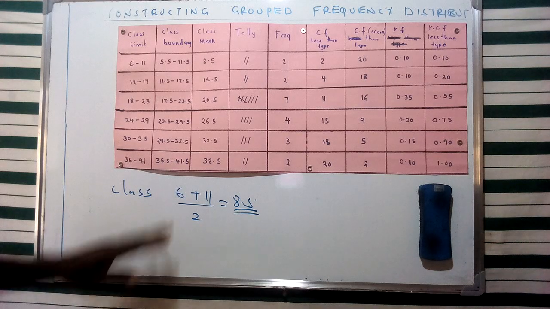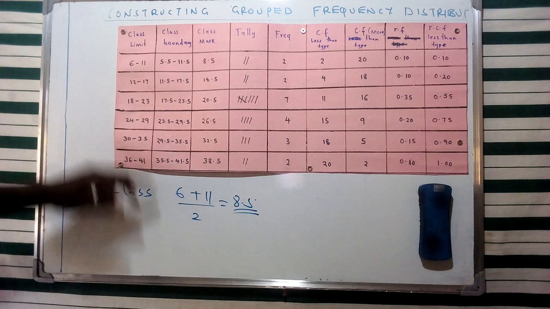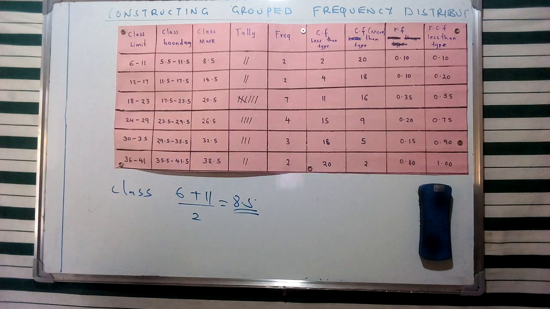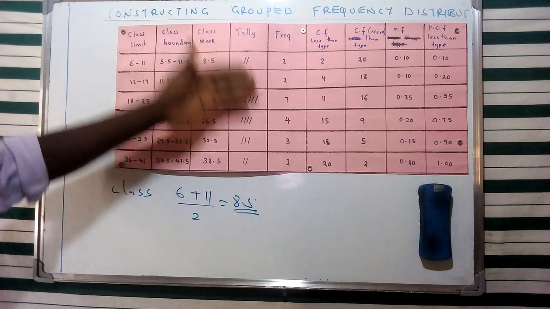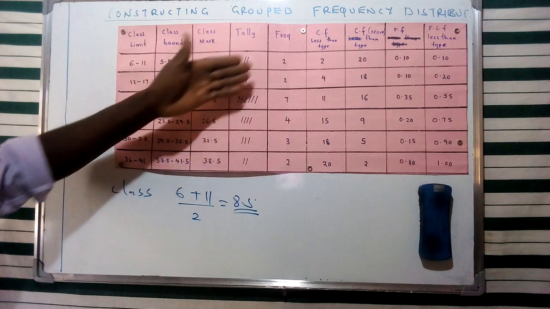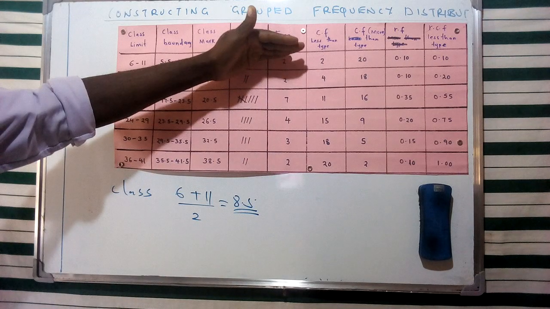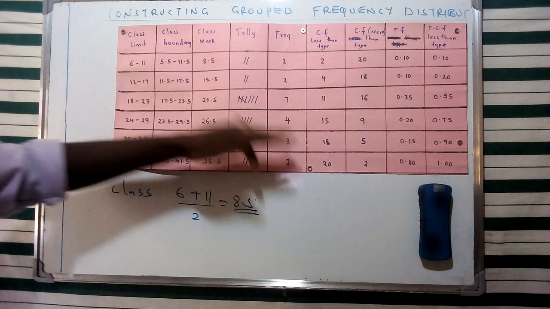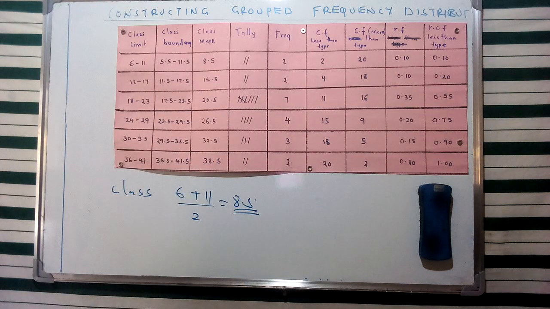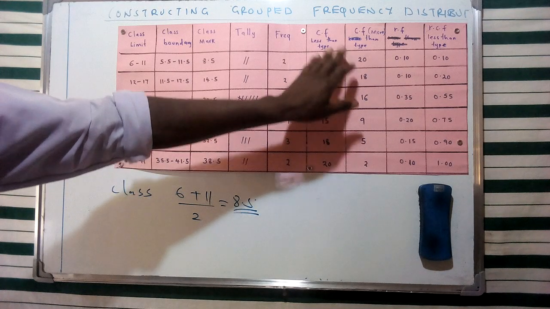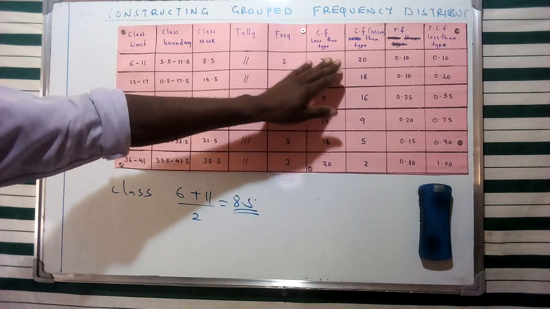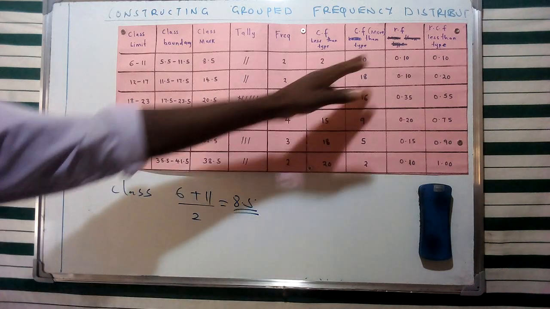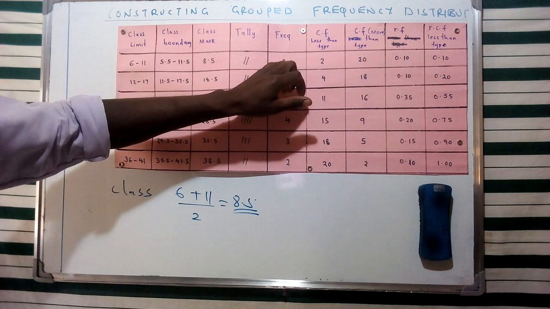Now, by finding the average between the upper and lower class boundary of another class, we're going to obtain this specific column. The frequency is the number of times in which these specific classes are given. And the cumulative frequency is the addition of all the frequencies of these lower classes in order to obtain the total frequency. So we have 2 types of cumulative frequency: less than type, and more than type.